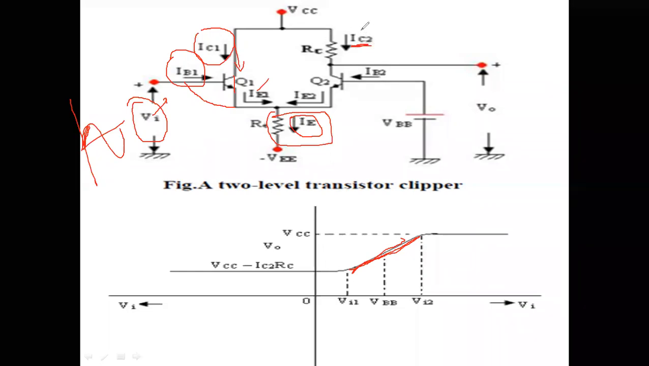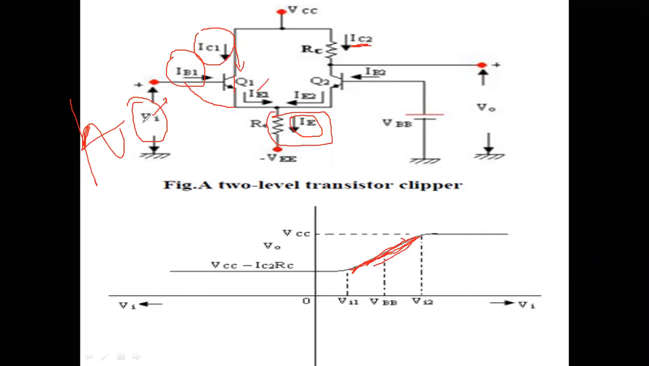Therefore, as IC2 decreases, this drop will decrease. As this drop decreases, the output voltage, which is nothing but VCC minus the drop, will increase. Therefore, this drop is decreasing, so the output voltage will increase.